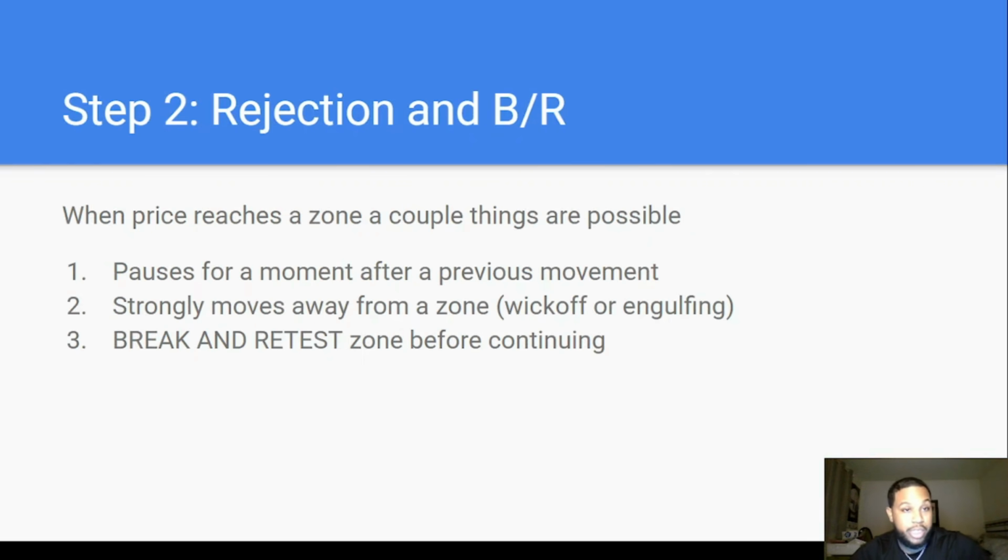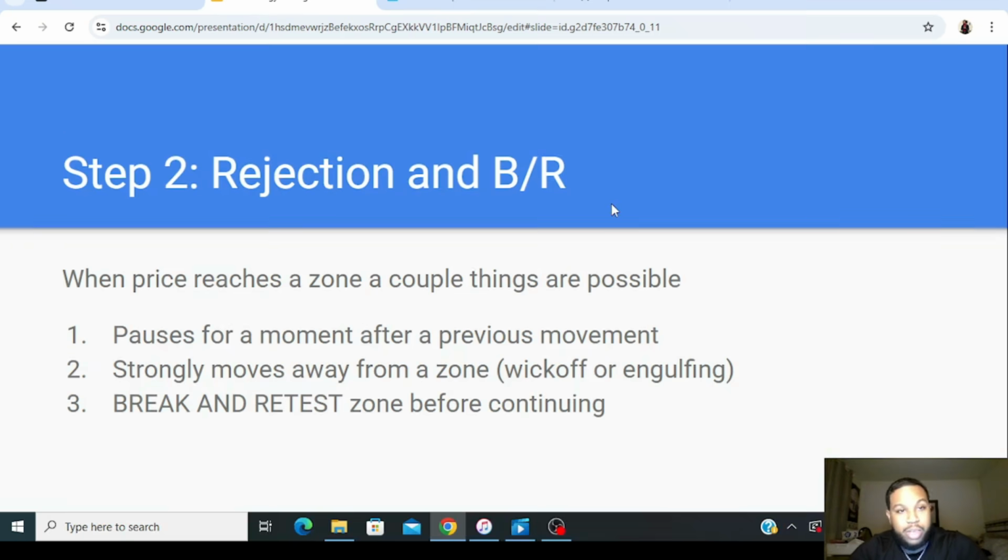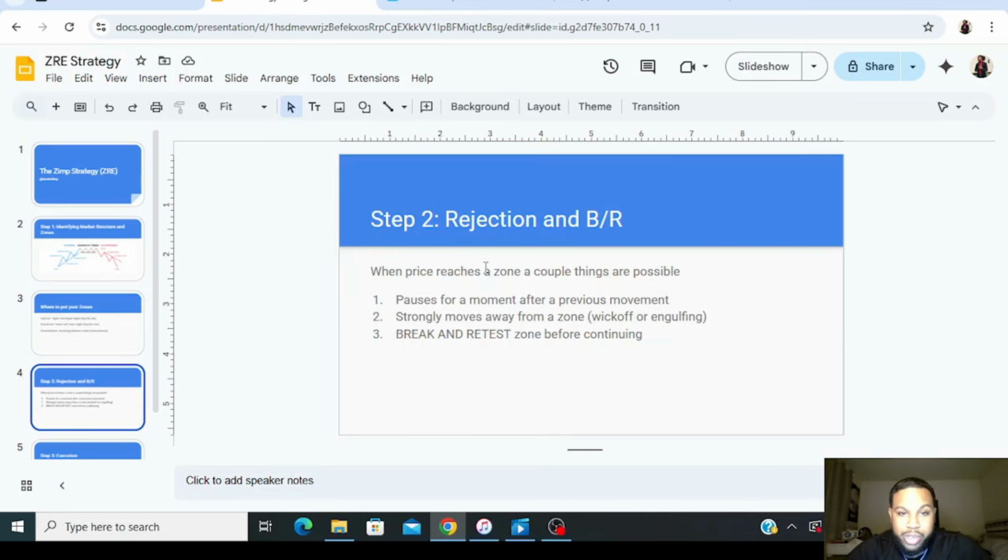So let's go ahead and get into step number 2 of the strategy. There's only 3 steps, y'all, so you're already halfway there. Step 2, rejection and break and retest. So rejection is a very easy concept to grasp, but it takes some practice on a chart for you to easily be able to see it.